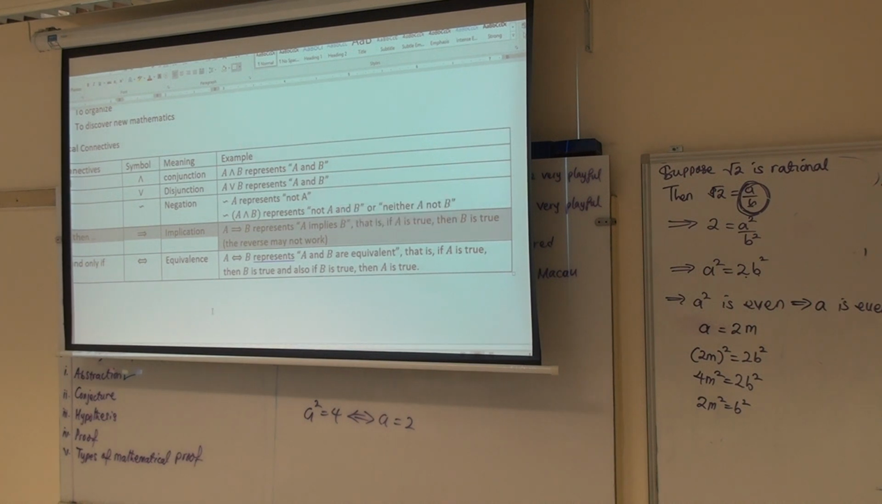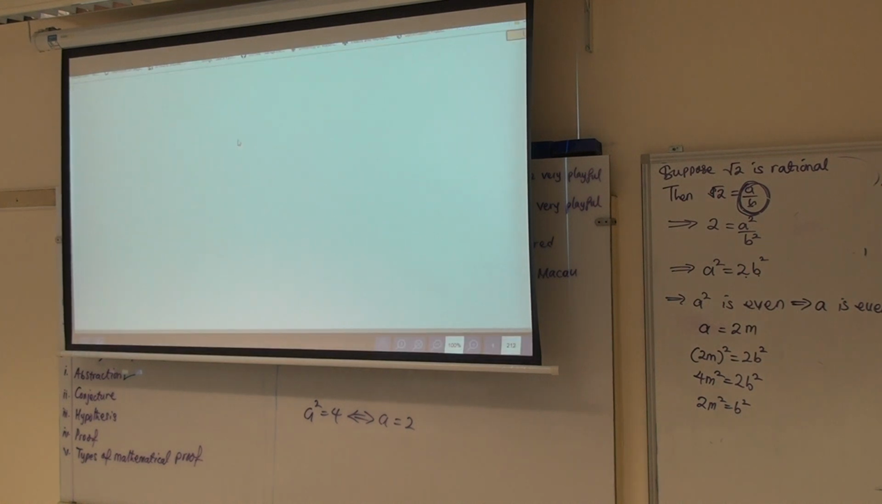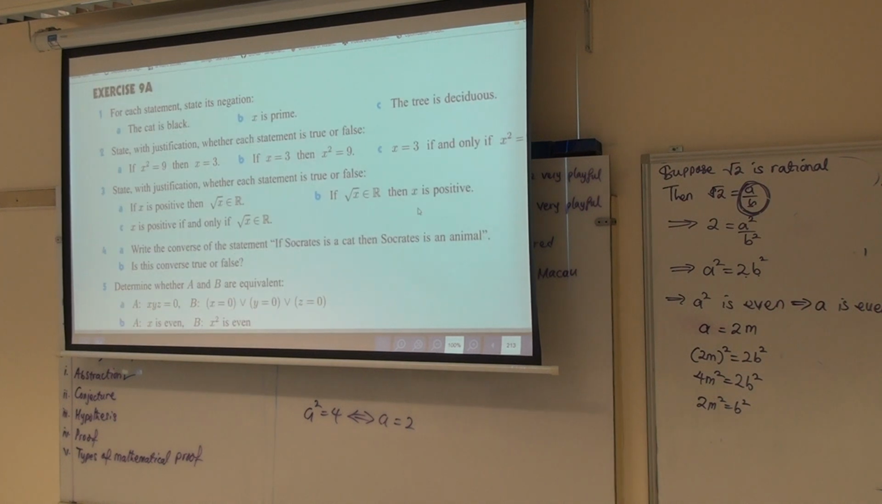Let me see what I'm missing out here before we move on. I just want to brush through this equivalence. Okay, let's analyze these questions together. For each statement, state the negation. What is the negation for the first one, 1A? The cat is not black. 1B. X is not prime. C. The tree is not deciduous. That's it.